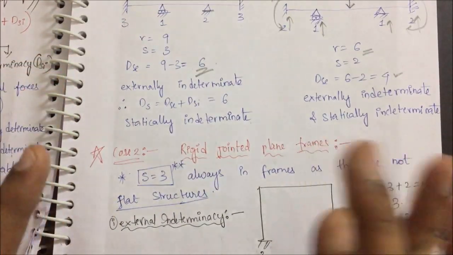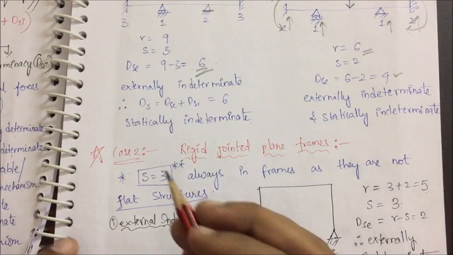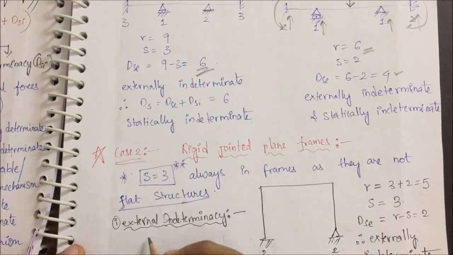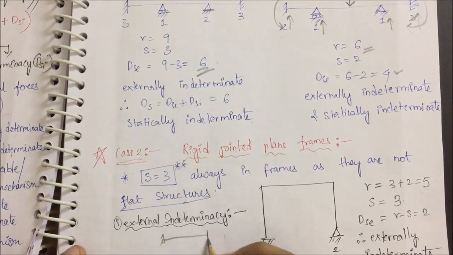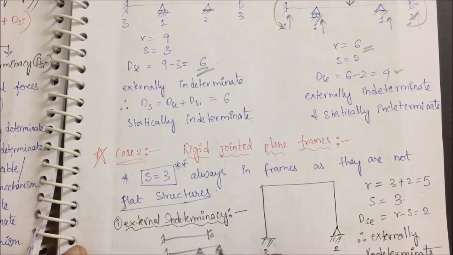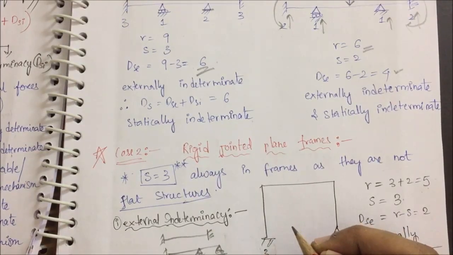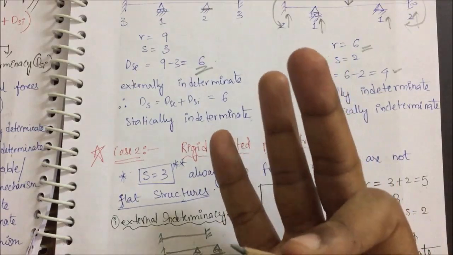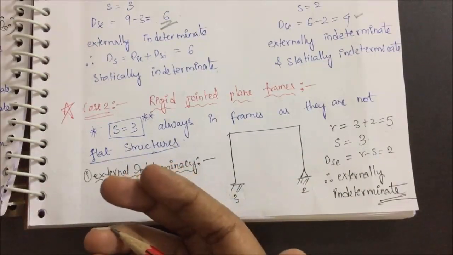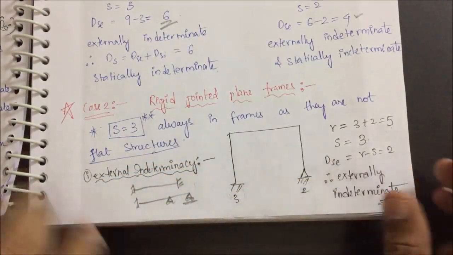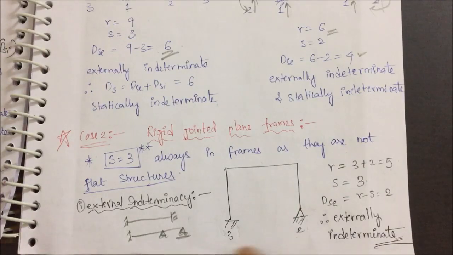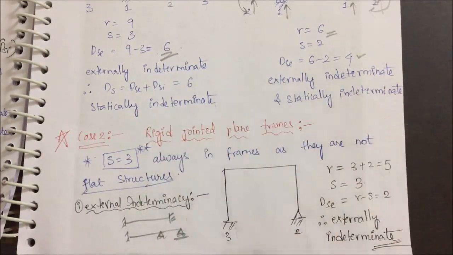In frames now, you don't have any such twist. It is very simple. Your s value is always equal to 3. Why? This is not a flat structure, right? So this is not a flat structure like, say, a fixed beam or a continuous beam. So this always will have equilibrium equations as 3. Fine. So there is nothing much here. r minus s is your external indeterminacy, but the extra thing which you have to be careful about is your internal indeterminacy. First let us see external indeterminacy and then we will see internal indeterminacy.